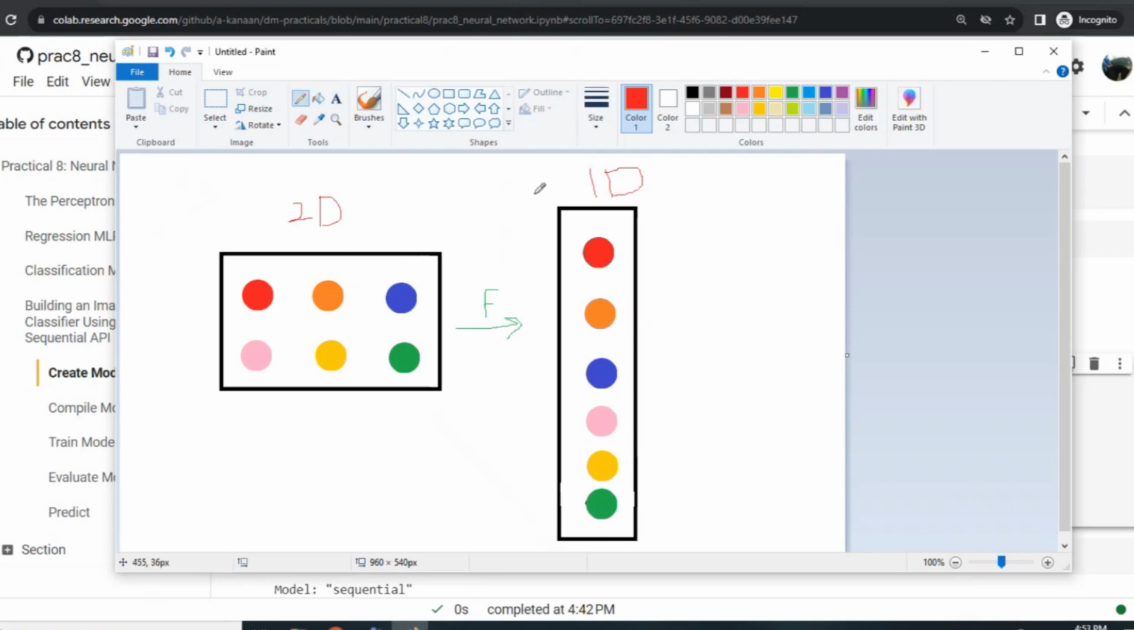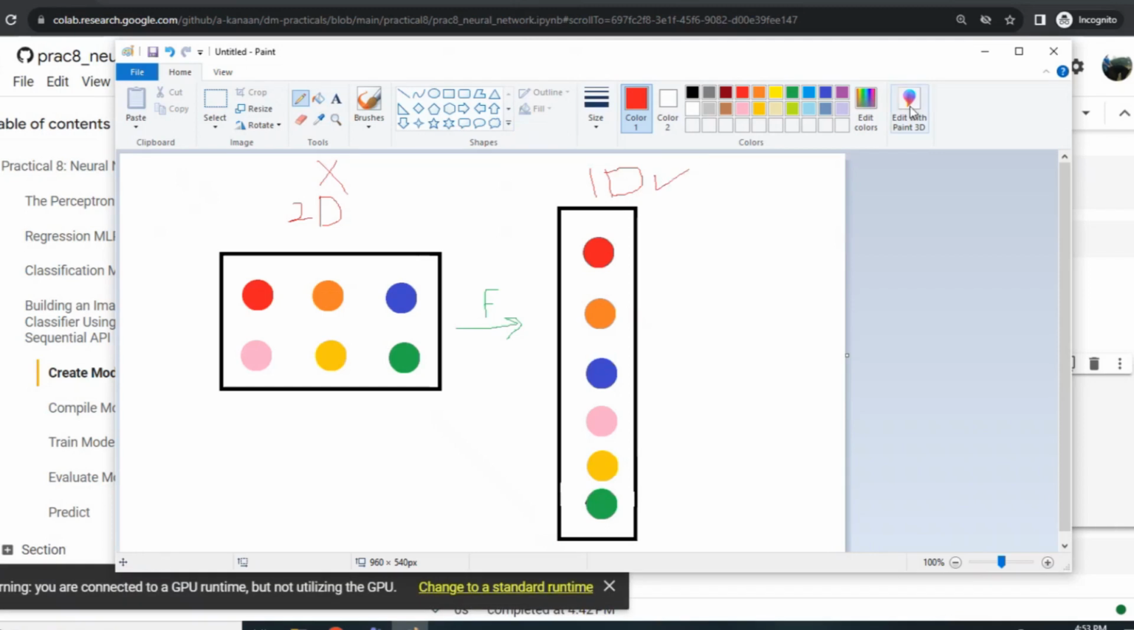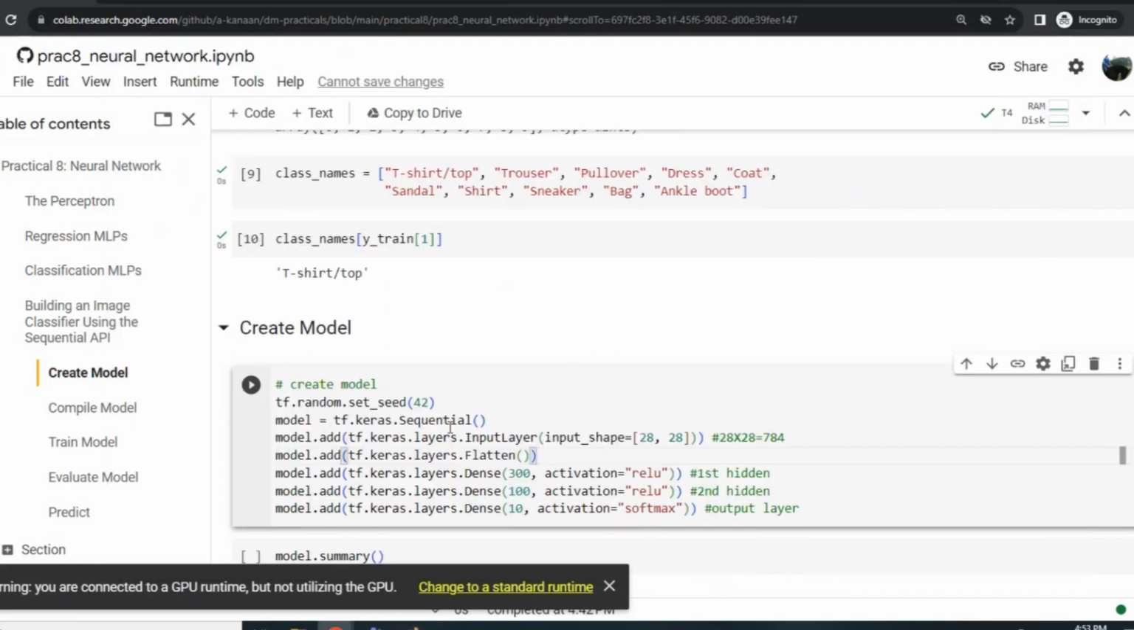So again, why do we need to do this? Because the following layer is a dense layer. Dense layers cannot work with 2D. They have to be in 1D. So this is why we added flatten here. Flatten simply takes the input layer, the input shape, since it is 2D, and converts it to 1D. Okay? Clear?